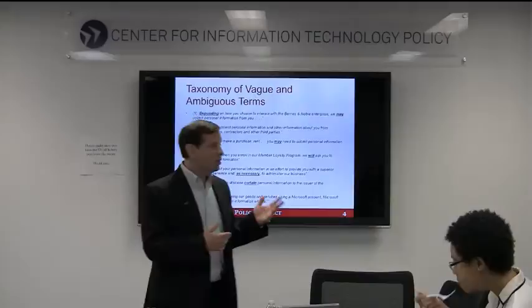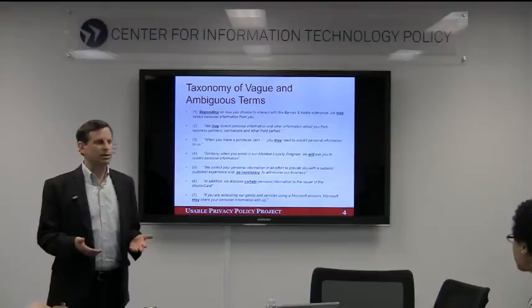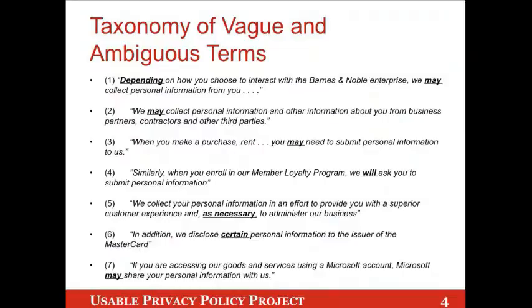But what we started to do was pull out language in privacy policies to see what are some of the terms that they're using that could fall on one of these axes. So you see, for instance, this is from Barnes & Noble. Depending on how you choose to interact with Barnes & Noble Enterprise, we may collect personal information from you. So we have a term here, we may. So we don't know if, in fact, they are. We have a contingency, depending. So we don't know if this contingency comes to pass. So just reading the sentence, we're not sure.